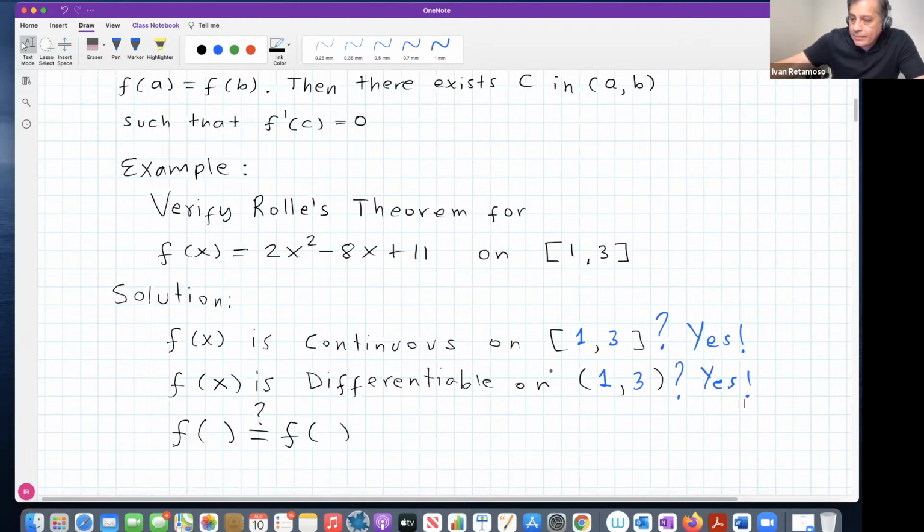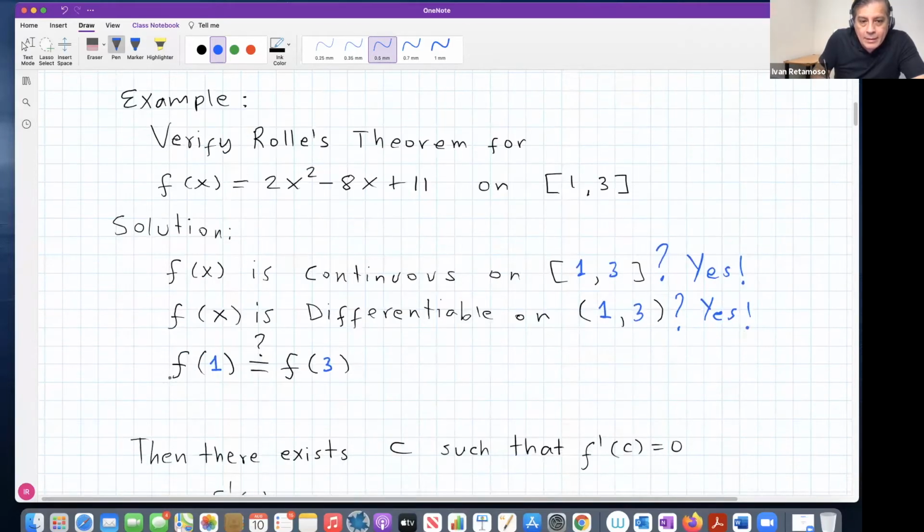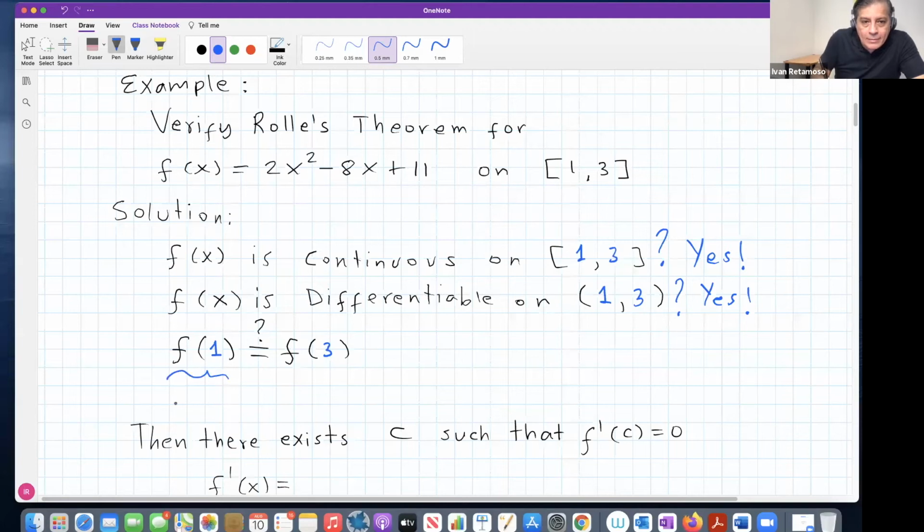All right, so let's do it. We have to verify, in addition to this, that the output values associated to 1 and to 3 are the same, right? Well, f of 1 will be 1 times 2, minus 8, minus 7, plus 11, which is just a 4, right? And what is f of 3?